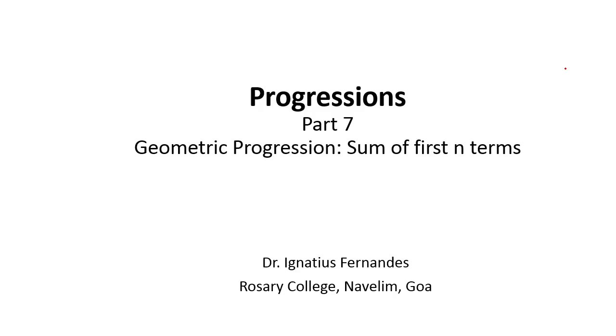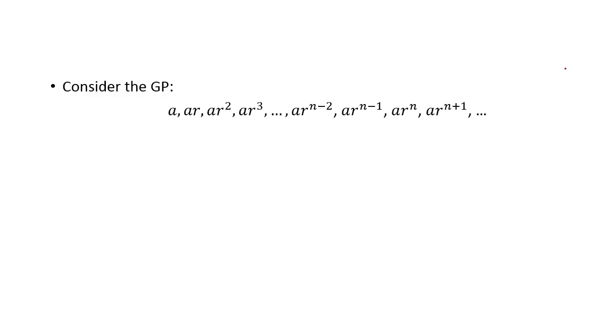Welcome back to module 7 of this unit on progressions, and we will be talking about the sum of the first n terms of a geometric progression. Recall that a geometric progression is a sequence of numbers such that the ratio between any two consecutive terms remains the same. And this is how we have put it into a general form.